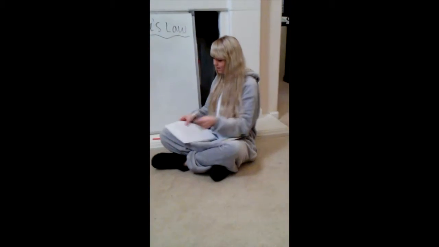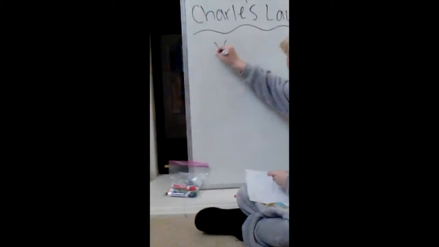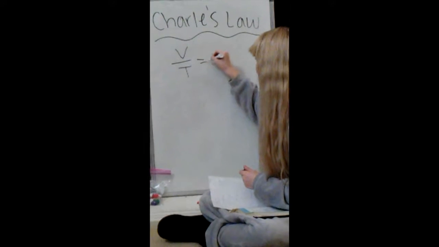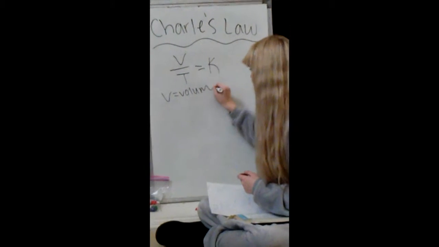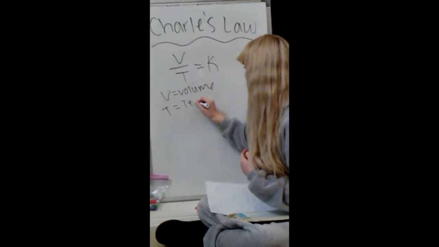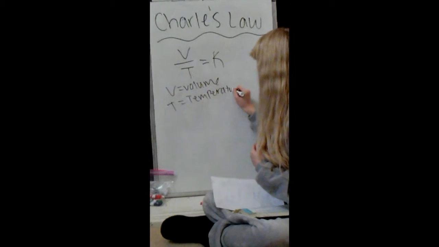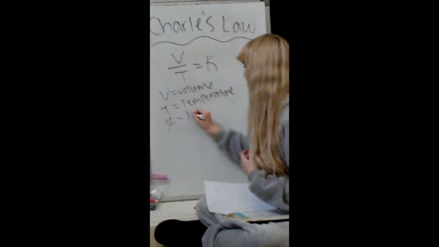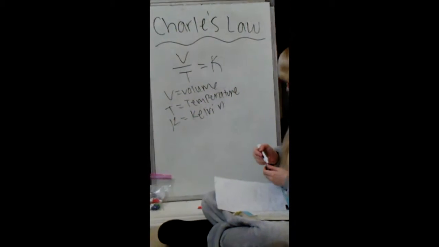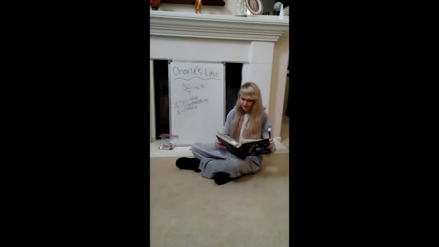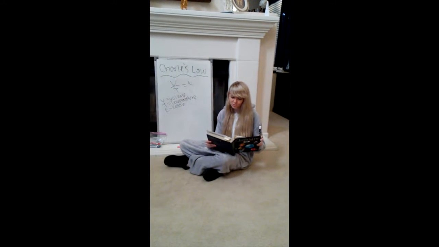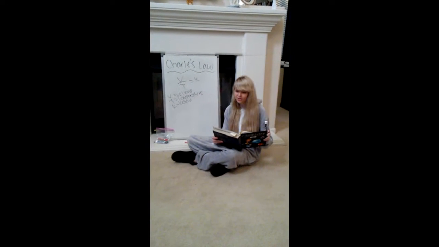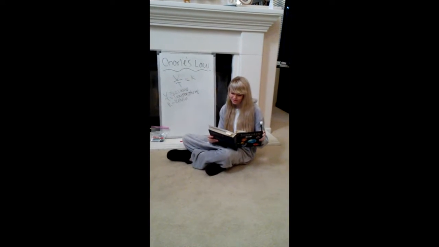Another gas law is called Charles' law. Charles' law is written as V over T is equal to K, where V is volume, T is temperature, and K is equal to Kelvin. Charles' law states that for a given mass of an ideal gas at a constant pressure, the volume is directly proportional to its absolute temperature, assuming a closed system.